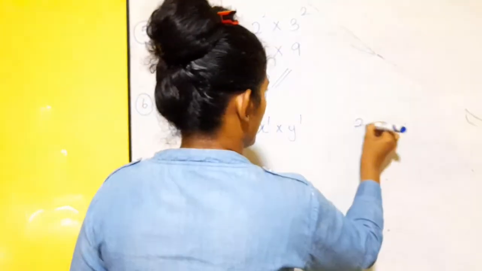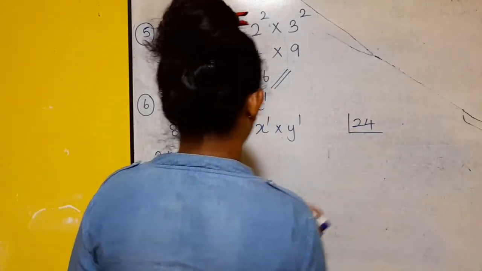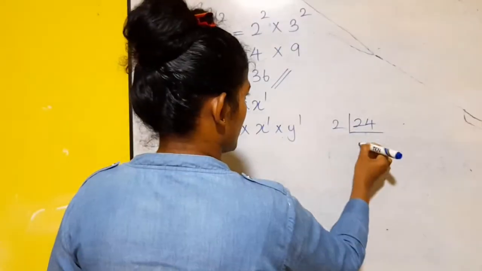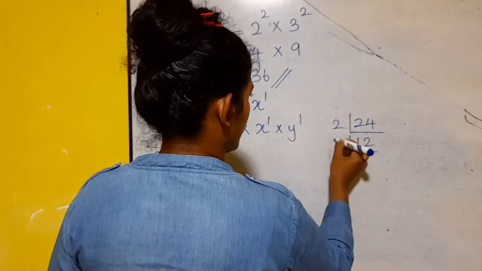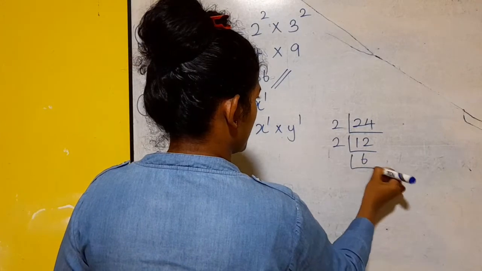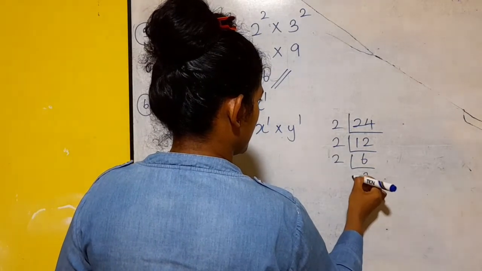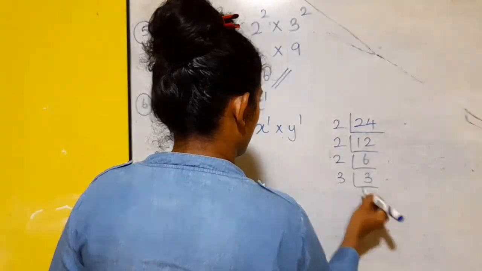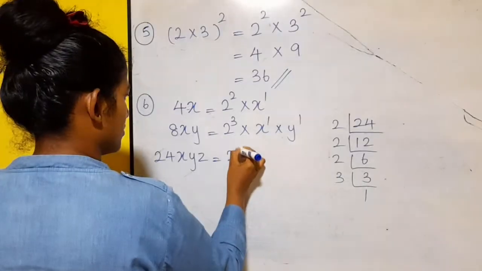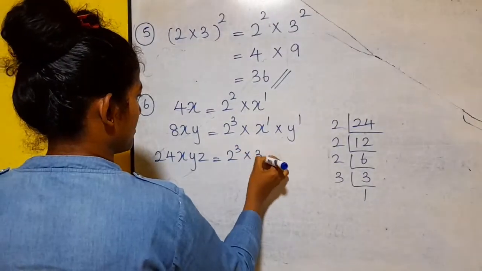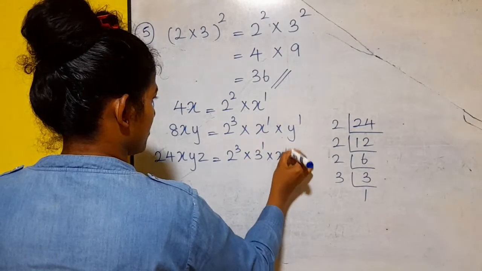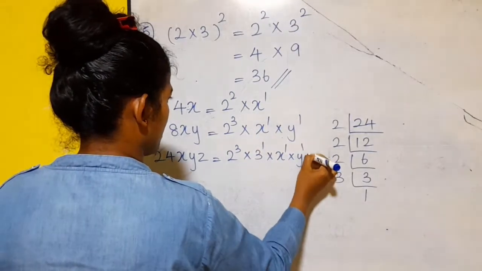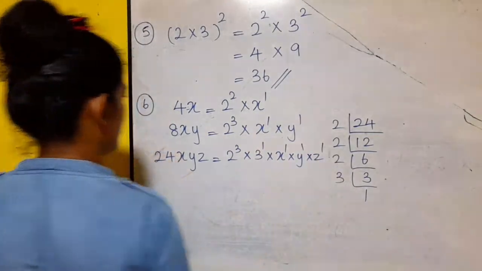We will divide 24 by prime factors. 2 times 12, then again divide by 2, 2 times 6, then 2 times 3, 3 times 1. So you can write it as 2 to the power 3 into 3 to the power 1 into x to the power 1, y to the power 1, z to the power 1.